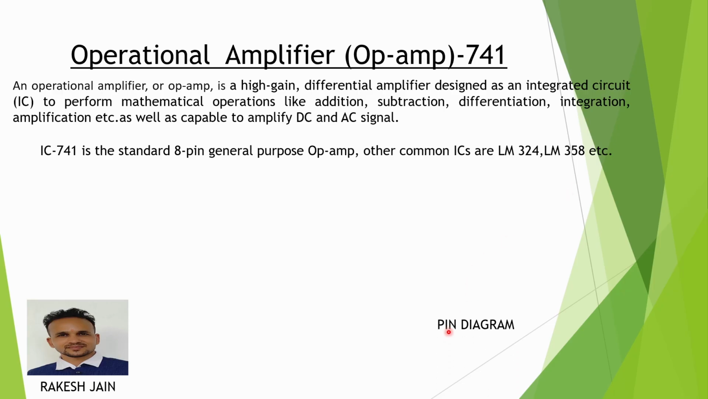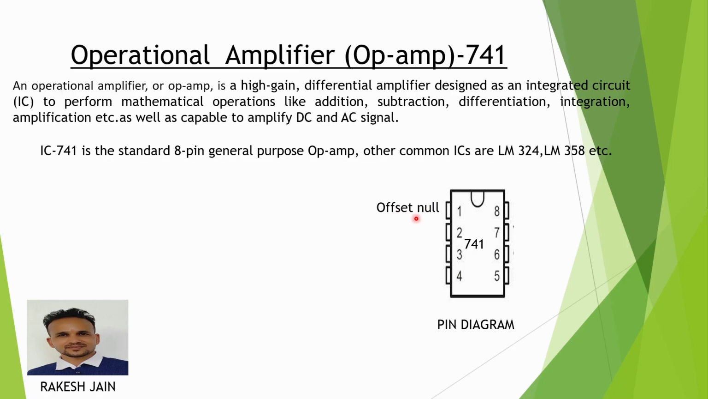First of all, the pin diagram of IC 741. It contains 8 pins. The first pin is known as offset null pin. Second pin is inverting input pin. Third pin is non-inverting input pin. Fourth pin is minus VEE or minus VCC, negative supply voltage pin. Fifth pin is again offset null pin. Sixth pin is the output pin. Seventh pin is plus VCC pin, that is plus positive supply pin. Eighth pin is not connected, it is of no use.